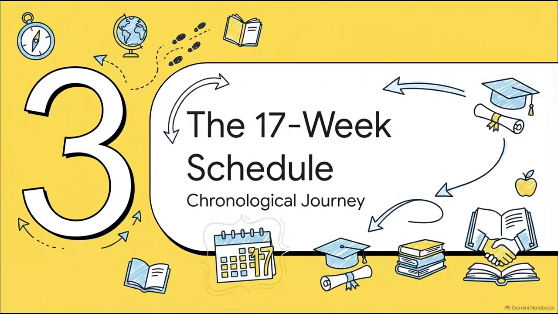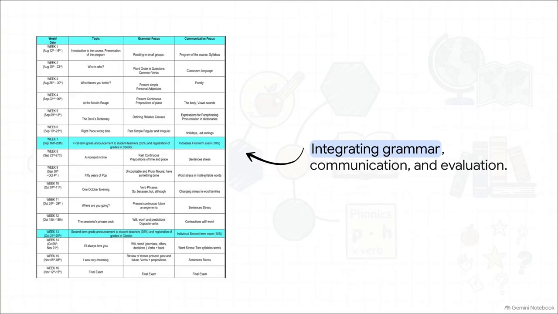Okay, Section 3, the 17-week schedule. Think of this 17-week chronological journey as a carefully scaffolded climb. The course perfectly balances a strict grammar focus with a practical communicative focus. In the early weeks, say weeks 2 and 3, you're tackling foundational, ground-level topics. We're talking word order, present simple, everyday classroom language, family vocabulary. But as you progress, the complexity really ramps up. By week 10, you're working on complex verb phrases and changing word stress. And by week 15, you're doing a massive comprehensive review of present, past, and future tenses alongside predicting and making promises. It builds on itself beautifully.